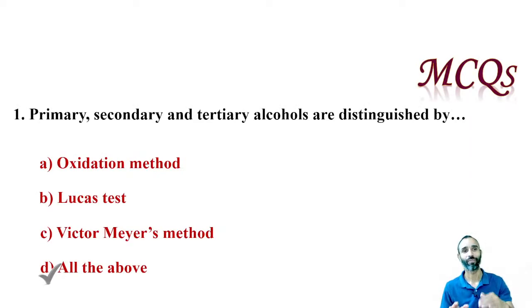Primary, secondary, and tertiary alcohols are distinguished by the oxidation method, because primary alcohol will give aldehyde or carboxylic acid. Secondary alcohol will give ketone and carboxylic acid with lesser number of carbon. Tertiary alcohol is difficult to oxidize, and if it oxidizes, we get ketone with lesser number of carbon, and carboxylic acid with still fewer carbon.